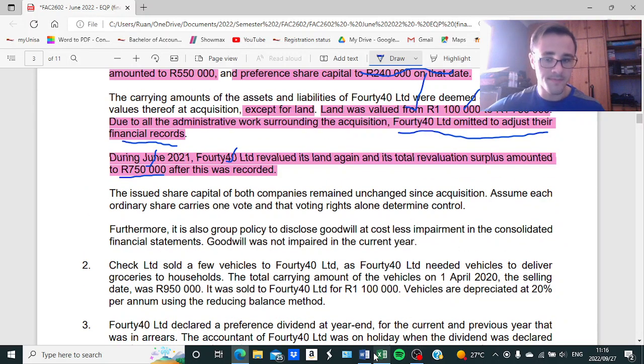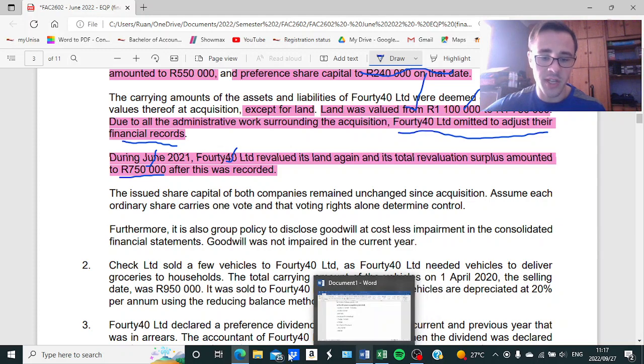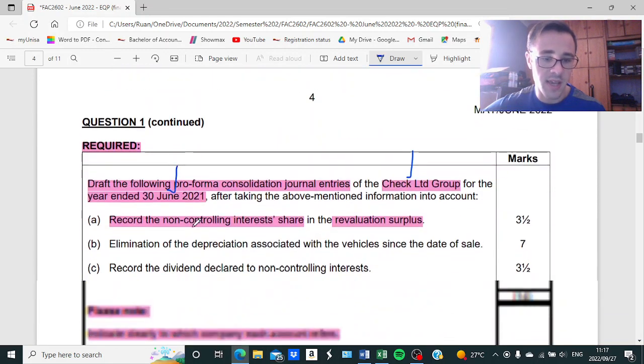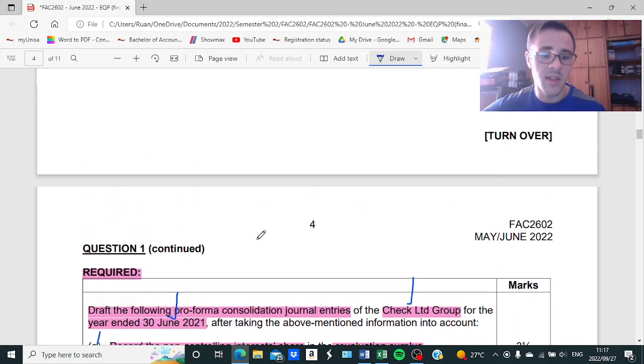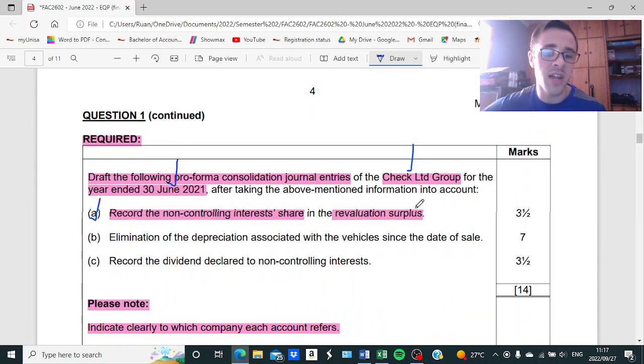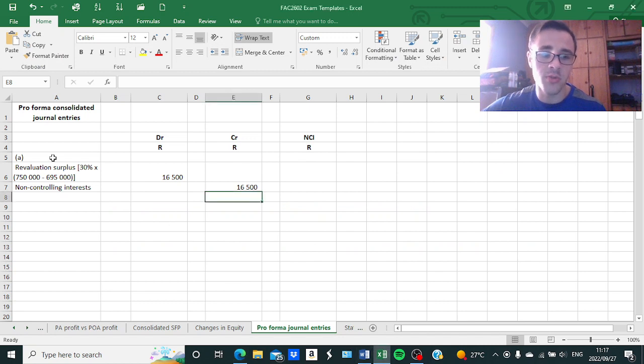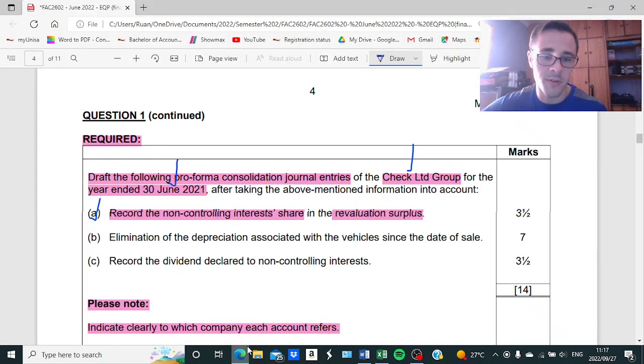But let's move on to journal entry B. We are done with A, 3.5 marks. Now, when you record the NCI share and revaluation surplus, you do not need to show the company to which each account refers, because that will pertain to the group as well. The group will have non-controlling interests, so it's unnecessary to show the company to which those accounts refer.